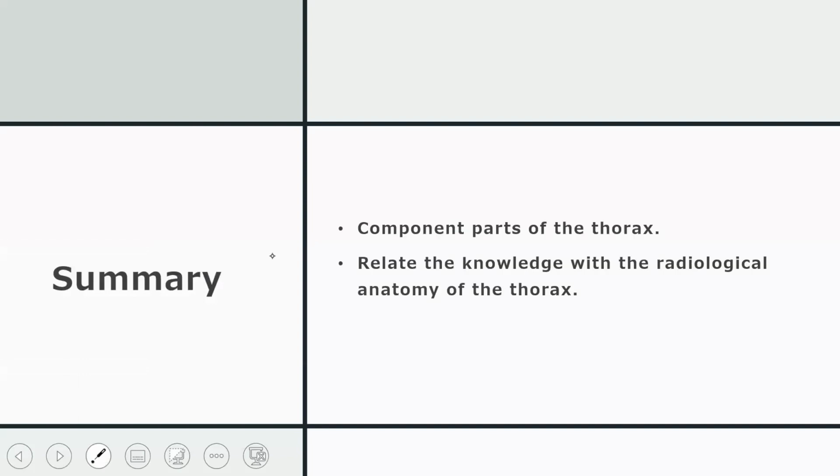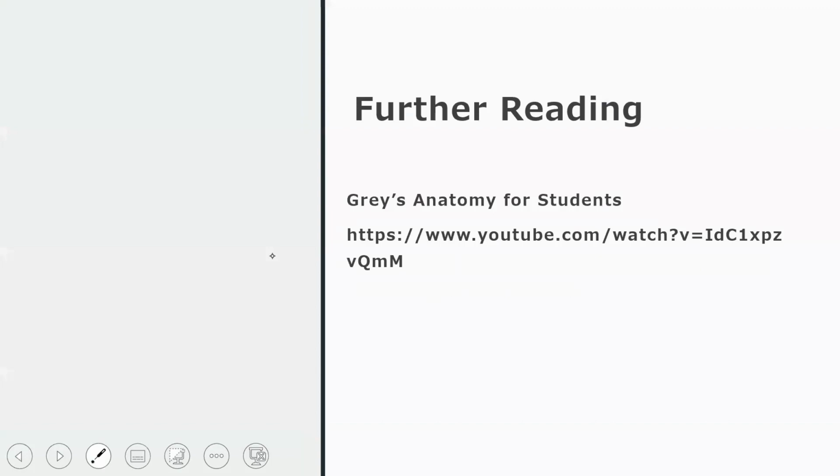Okay. So in summary, you learned about the component parts of the thorax, and you were able to relate the knowledge of the anatomy of the thorax radiologically. Right? You can read more on the thorax, the recommended books for you. Gray's Anatomy gives a clear picture, a simple view of the thoracic anatomy, and you can watch this video in your spare time. It shows the cross-sectional anatomy of a CT of a thorax. So you can watch that video later. Okay, thank you.